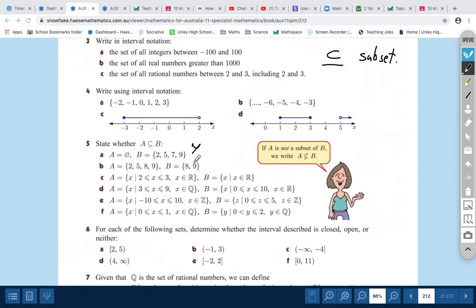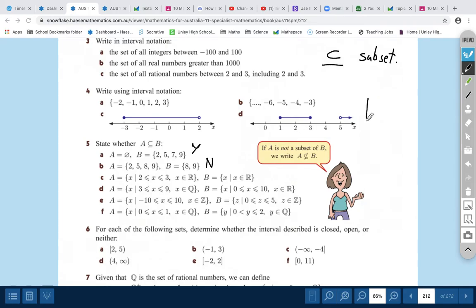The next one's probably a better question. Set A includes the integers 2, 5, 8 and 9. Is that a subset of set B? The answer is no, it's not. And in fact, it's the other way around. Set B is a subset of set A.